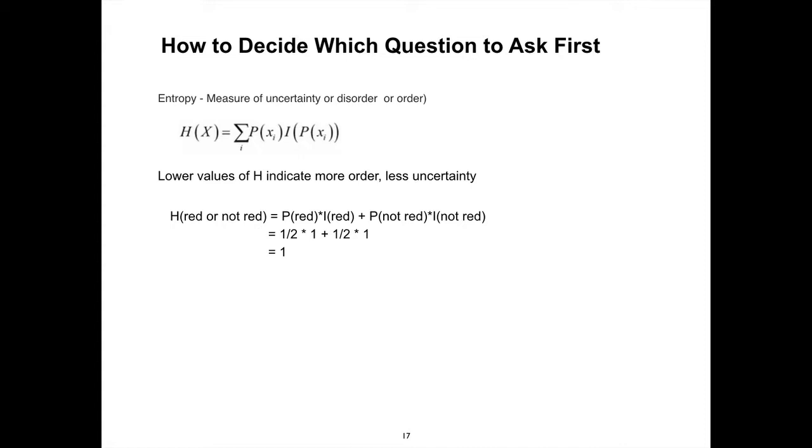So now we can ask, well, if we ask a question, red or not, what's the entropy of asking that question? Well, it's the probability of it being red times the information content of being red, plus the probability of being not red times the information content. But the probability is 1/2 for each, and the information content is 1. And so the entropy of asking that question is 1.